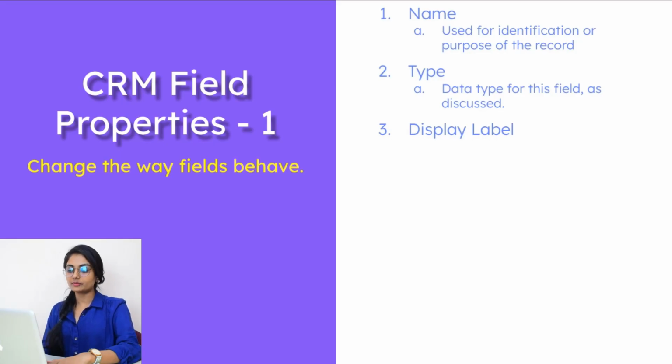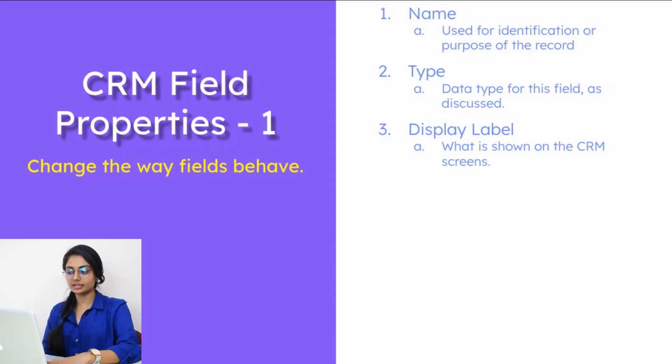The third property is called display label. Display label is the name of the field that we see on the front end in CRM, like follow-up date or lead source. So the follow-up date or lead source that you see, you set it somewhere at the back end, at the studio level. There, that name is displayed. So the display label is what is shown to the user on the front end. That is the name displayed on your CRM screen.